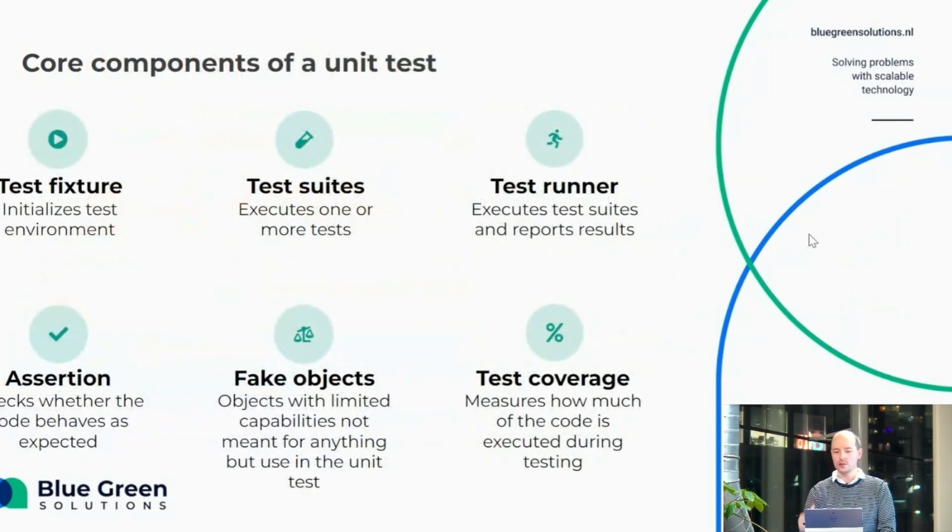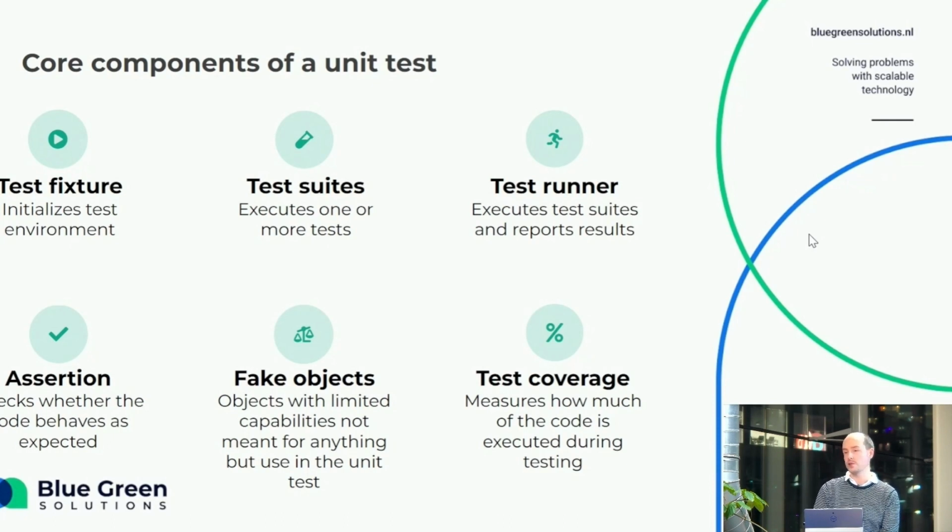So, some core components of a unit test. The test fixture initializes your test environment and is your helper to make sure that you can actually run your unit test. In the Mendix App Store, that's the unit testing module. The test suites will execute one or more tests to categorize them a little bit. In the case of the Mendix module, again, that's just the module that your unit tests live in. The test runner actually executes the test suites and reports results, which is again that nice module.